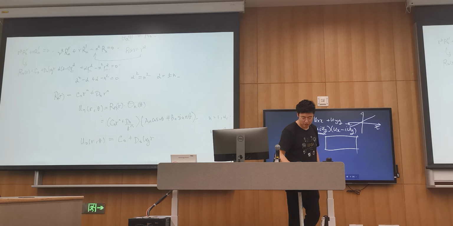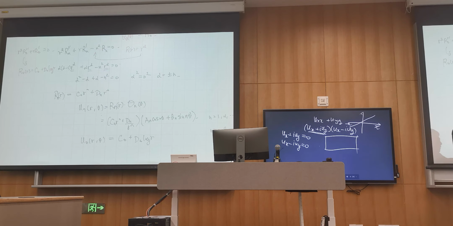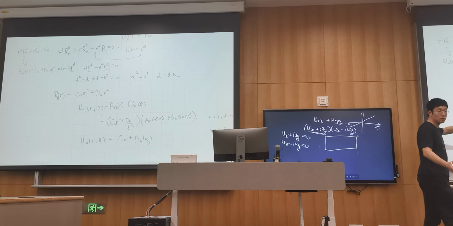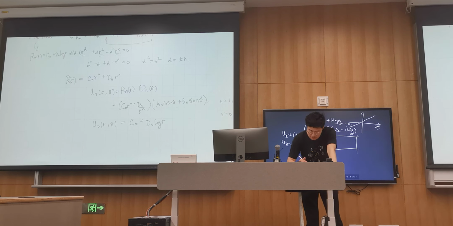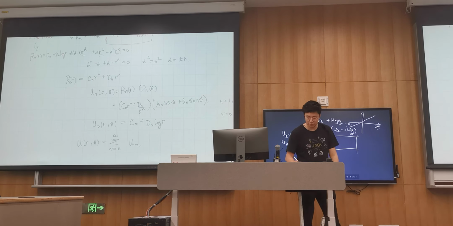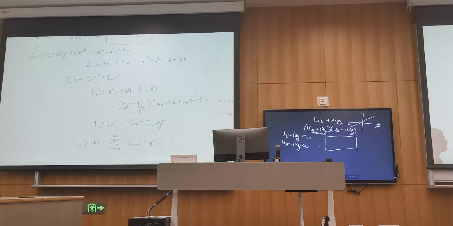Okay, but you see, this is my u0. Okay, this is my un, and we actually propose that our u r theta should be a linear combination, let's say n going from 0 to infinity, of all the un r theta over here. However, what do you say about the log r and the 1 over r^n terms over here? What would they do?